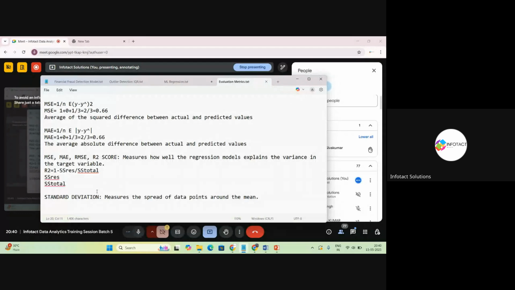Here SS residual means the sum of squared residuals, the summation of this one. Then SS total means the total sum of squares, that is y minus y dash, whole squared.